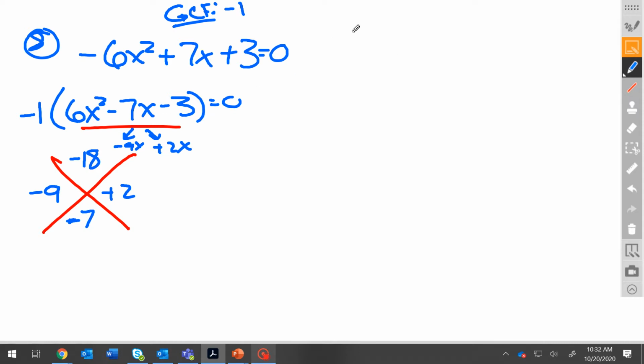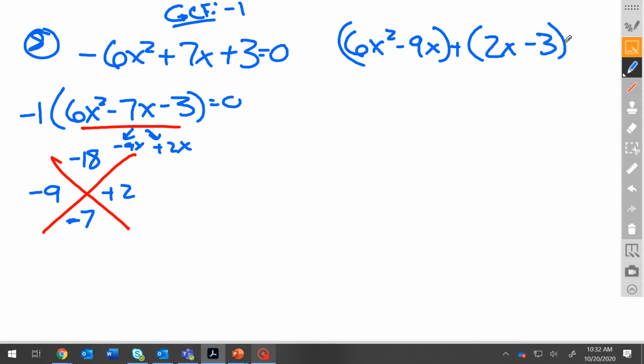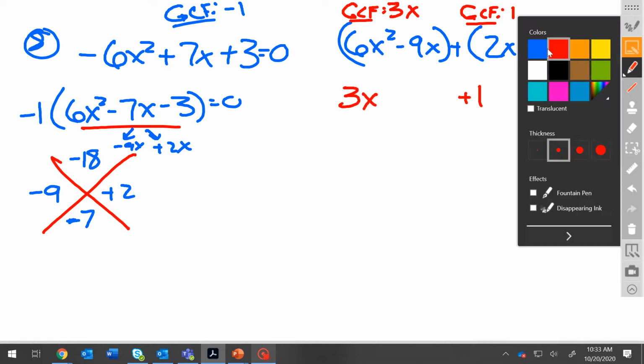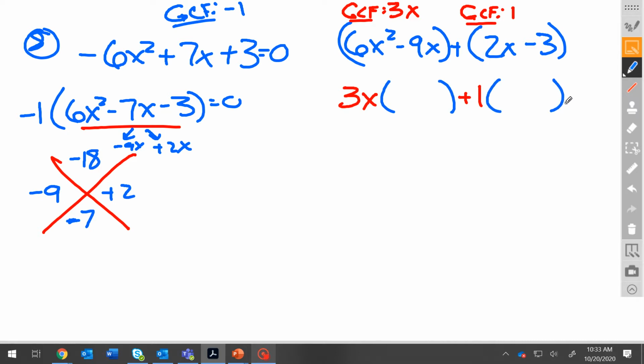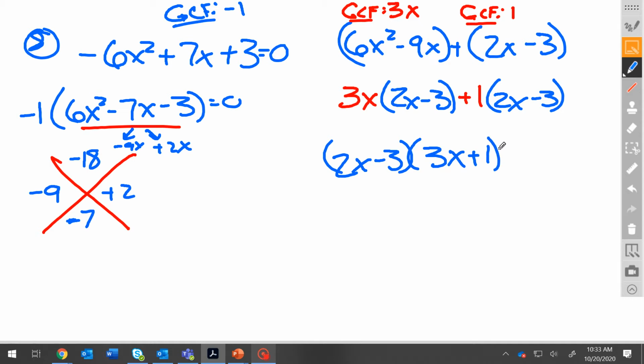So my first group would be 6x squared minus 9x. And my second group would be 2x minus 3. I'm going to factor the GCF out of each of these groups. GCF of the first group is 3x. GCF of the second group is 1. So 3x comes out of the first group, 1 comes out of the second group. I'm left with 2x minus 3, 2x minus 3. So my factored form, 2x minus 3 is the first factor, 3x plus 1 is the second factor.